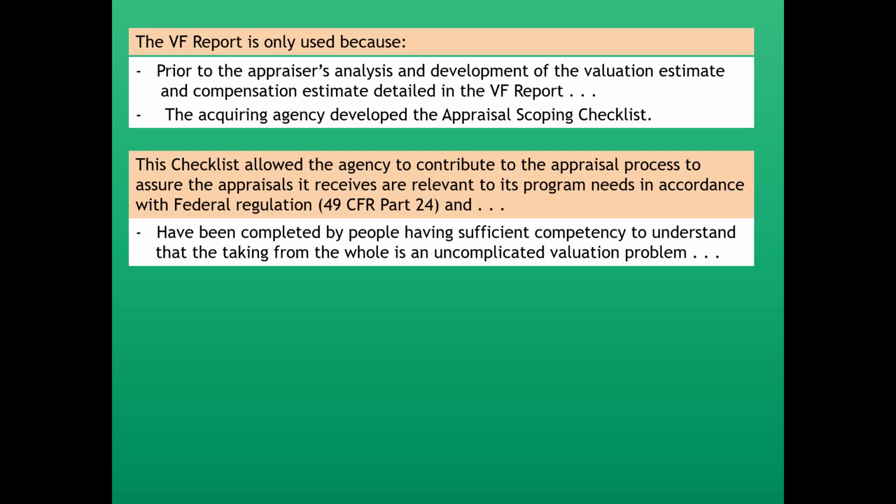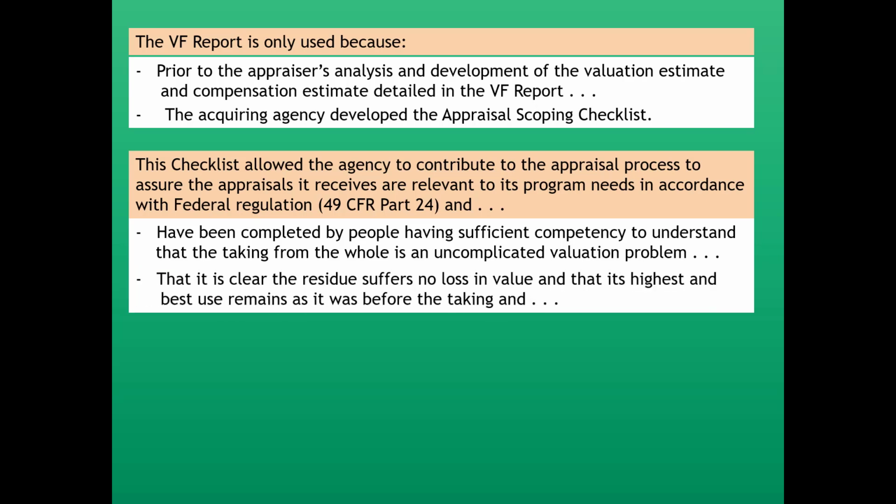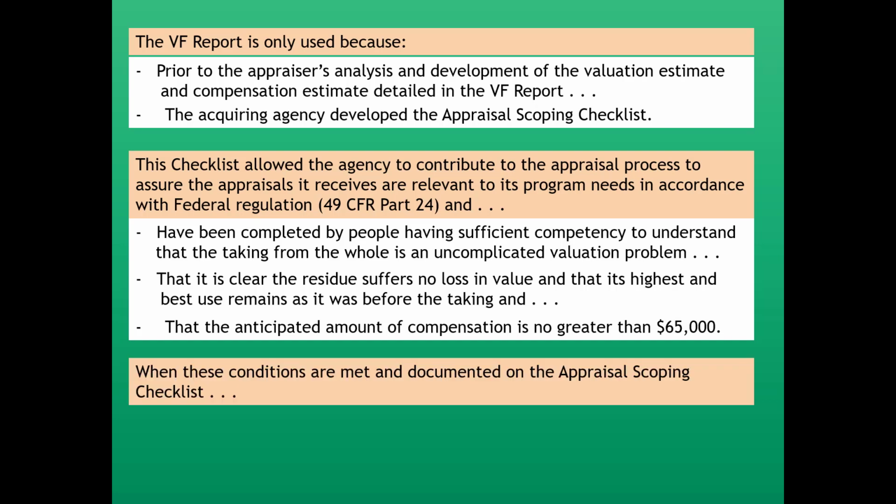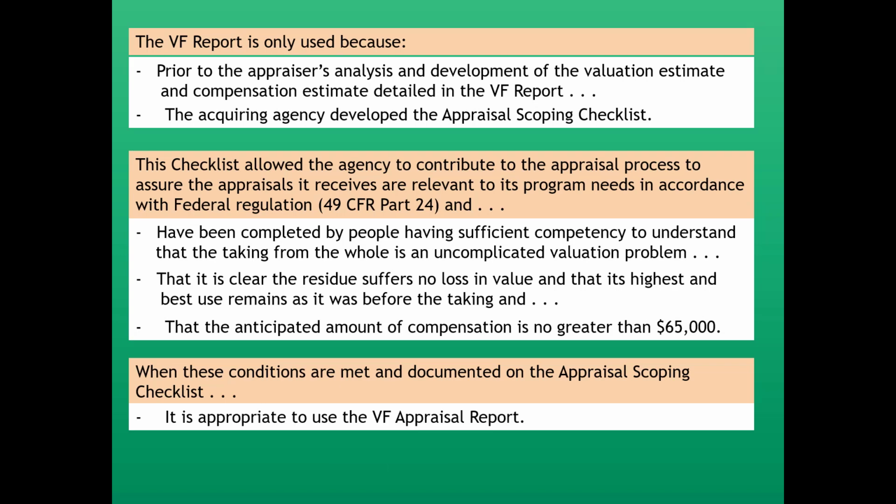having sufficient competency to understand that the taking from the whole is an uncomplicated valuation problem, that it's clear the residue suffers no loss in value, and that its highest and best use remains as it was before the taking, and that the anticipated amount of compensation is no greater than $65,000. When these conditions are met and documented on the appraisal scoping checklist, it's appropriate to use the Value Finding Appraisal Report. So here's the first page of the Value Finding Appraisal Report.